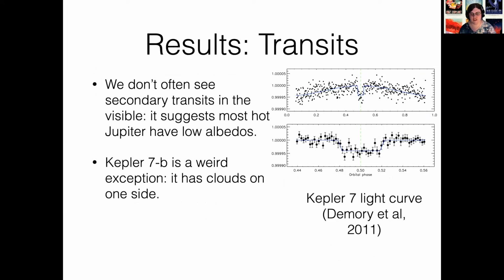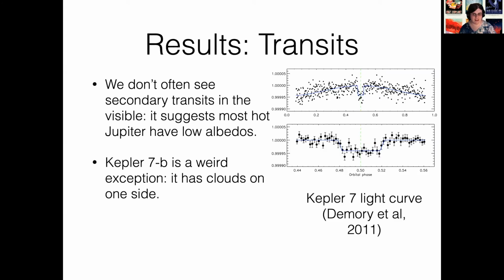Now, we see secondary transits in the infrared. And that makes sense because these planets are hot Jupiters. They're close to 1,000 Kelvin. So while they're much cooler than their stars, they're non-trivially bright. We don't often see secondary transits in the visible. Usually it looks completely boring except for the primary transit when the planet's blocking the star.